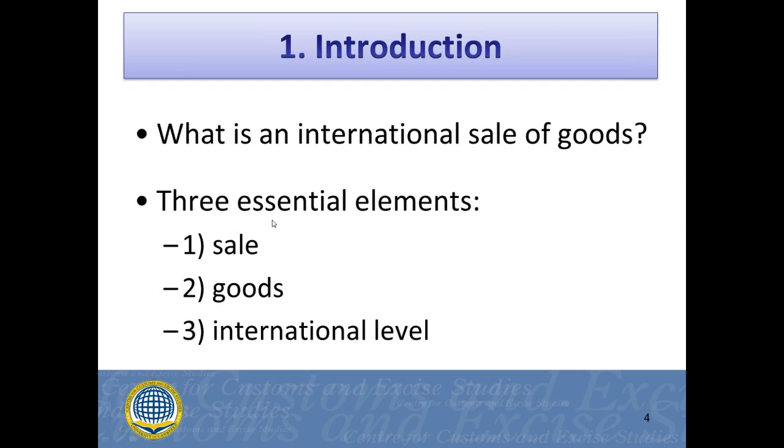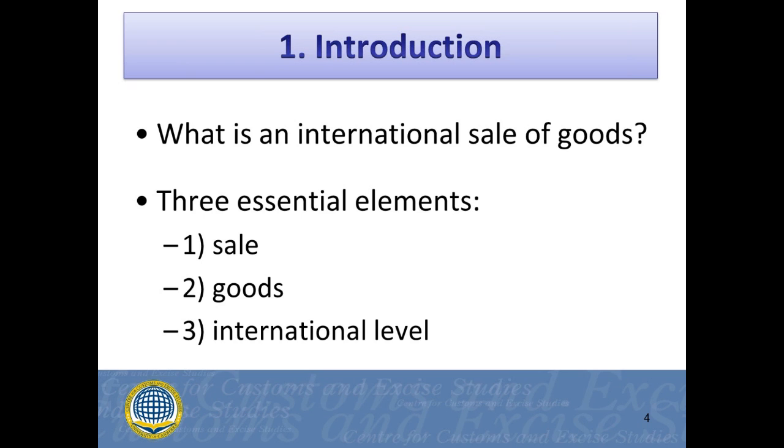There are three essential elements in the international sale of goods. First, there must be a sale, which is different from the exchange of goods or counter trade or barter as a means of international commerce. Second, the subject of the sale is goods, as opposed to services, and the word goods has different meanings under different laws. So that element is important.